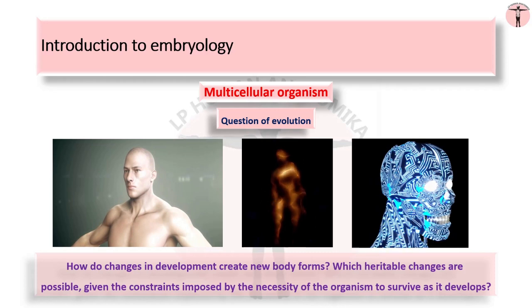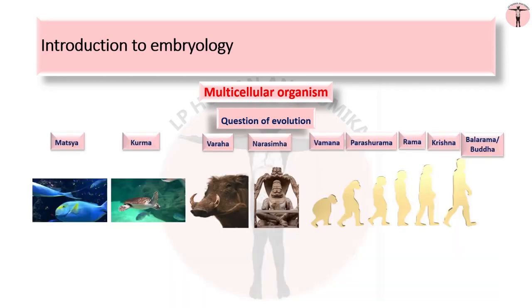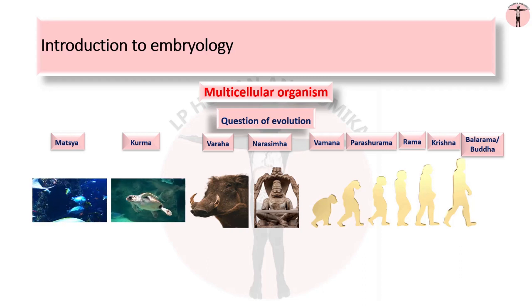Recall Dashavatara. Matsya, the fish, that is a purely aquatic animal. Kurma, the turtle, adapted for both water and land. Varaha, the wild boar, completely adapted as a land animal. Narasimha, representing the evolution of man from animal. Vamana, Parashurama, Rama, Krishna, Balarama or Buddha, representing the evolution of man from Australopithecus, the dwarf and bent, to the modern Homo sapiens, the erect and intelligent man.